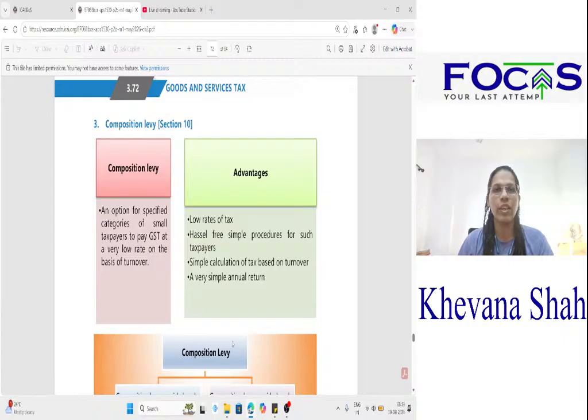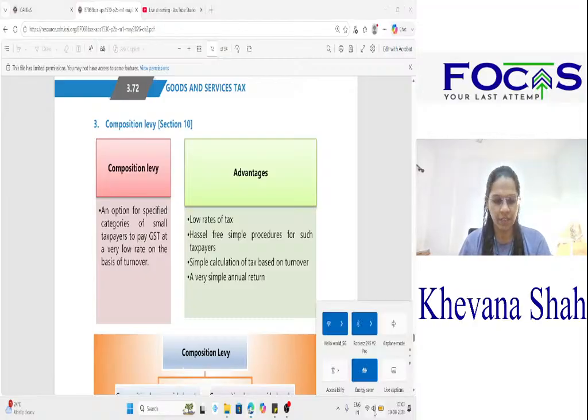So today we are doing composition levy. Composition levy is under section 10. Now what is composition levy? So see, if you are having a lower amount of turnover, then you are eligible to go for composition levy. It will have lesser compliances comparatively and lesser rates of taxes that would be leviable. So, composition levy is an option for specified categories of small taxpayers to pay GST at a very low rate on the basis of turnover.